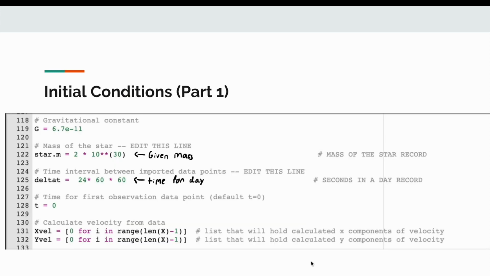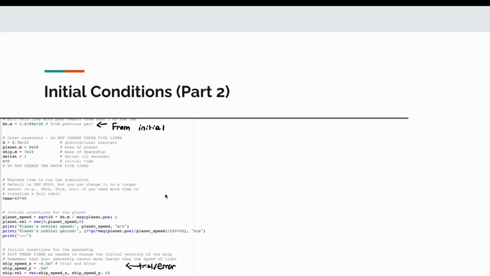Now looking at my initial conditions for part 1, first I needed to find the mass of the star, which was given to us in the problem. And second off, I needed to find the time in seconds for 1 day. However, for my initial conditions in part 2, first I needed to find the mass of the black hole, which I got from the previous part, and then I needed to have the ship's speed in the x and y directions. This is important to know because I got this simply through trial and error.